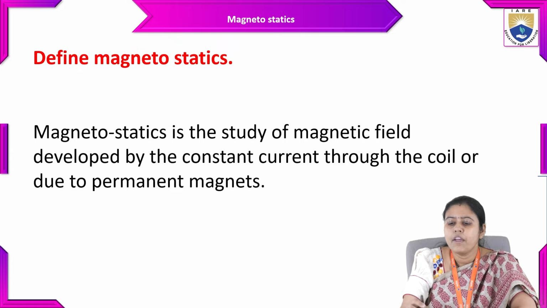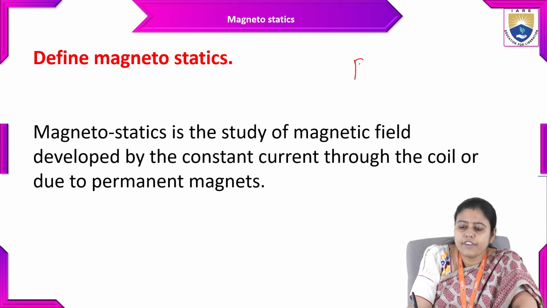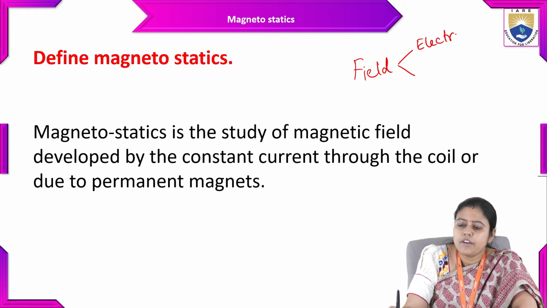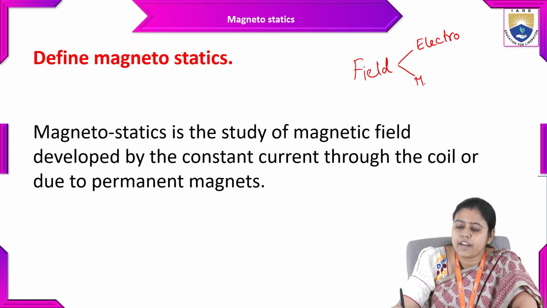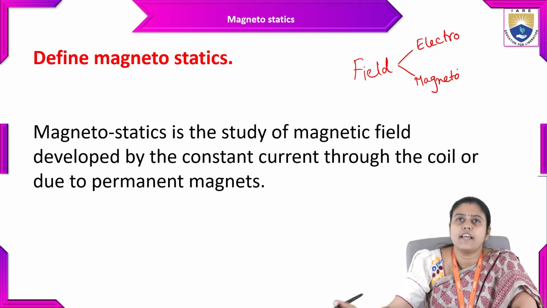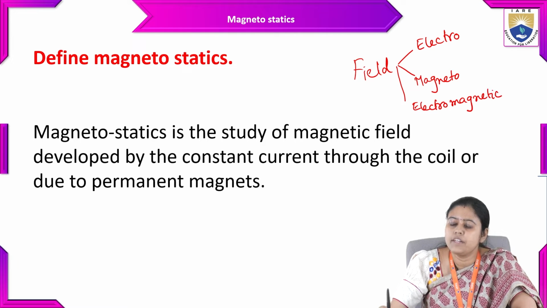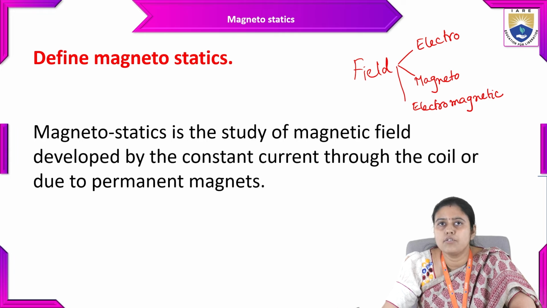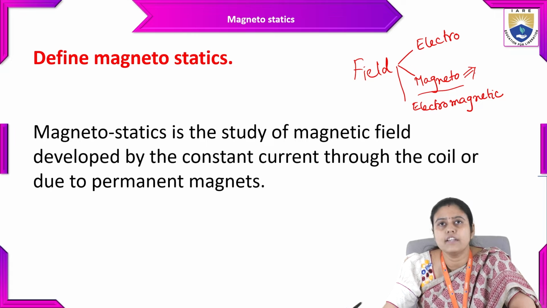According to field theory, the field is basically of three types. One is called the electrostatic field, which depends only on the electrical poles. One is the magnetostatic field, which depends on the constant current. The third one is the electromagnetic field. Electromagnetic field means this field works for the electric field as well as the magnetic field. So the magnetic field is the combination of the constant current and the permanent magnet.